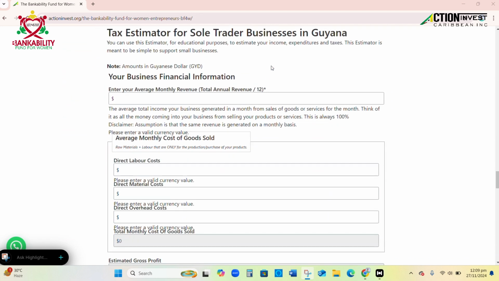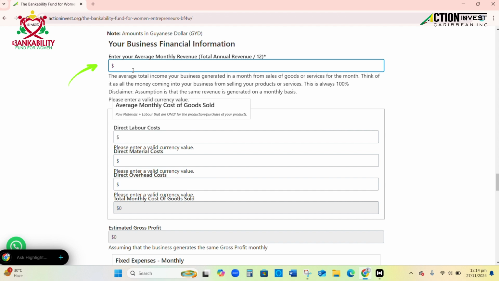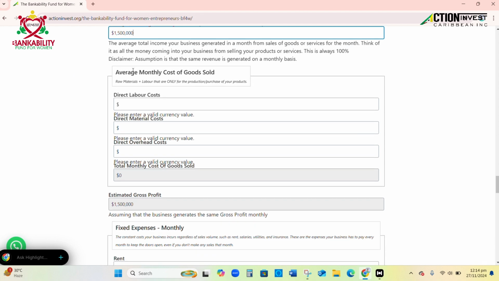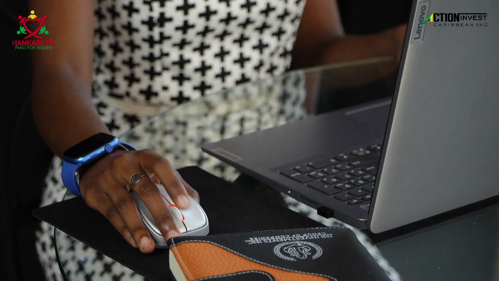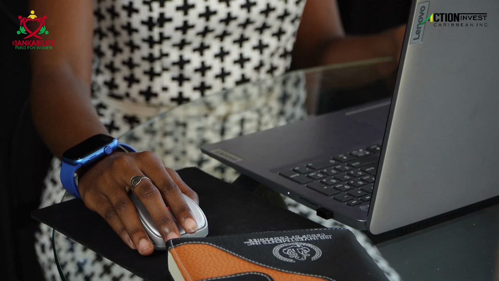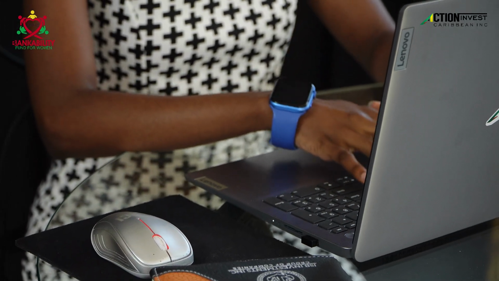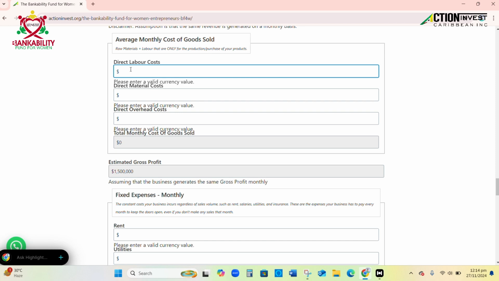First things first, your average monthly revenue. This is the total money your business brings in from selling goods or services each month. For our example today, let's say the business rakes in $1.5 million each month. Next up, the cost of goods sold, or COGS for short. This is the money you spend to actually make your product or offer your service.